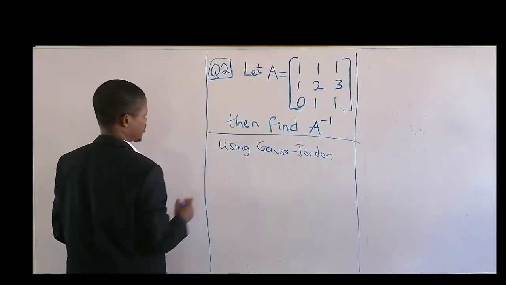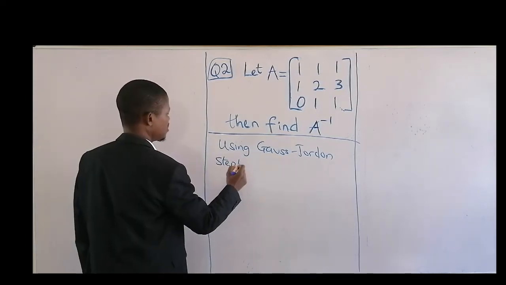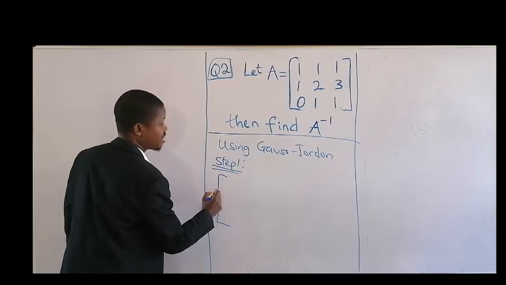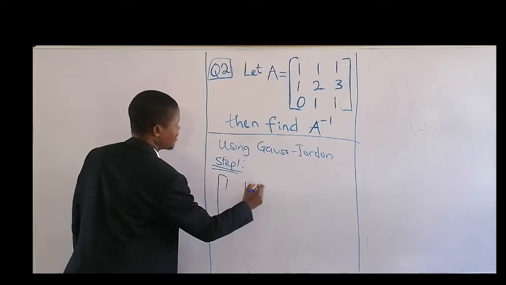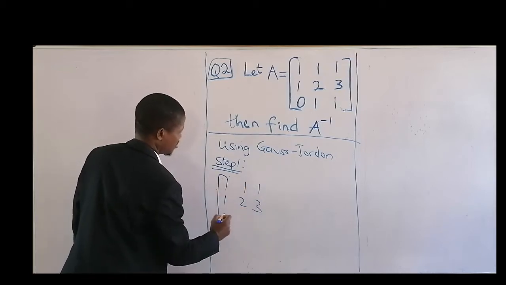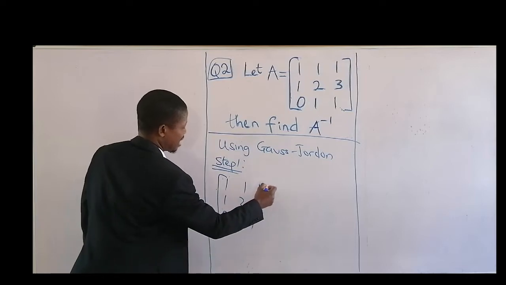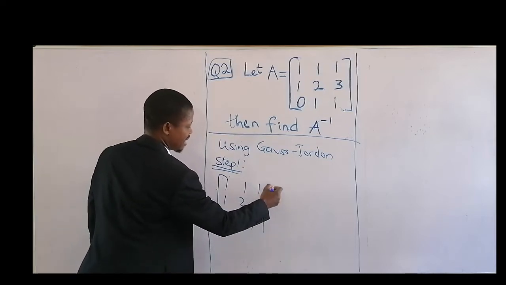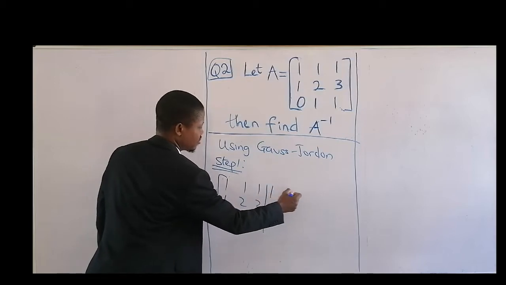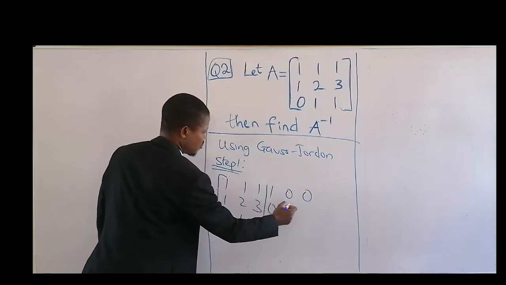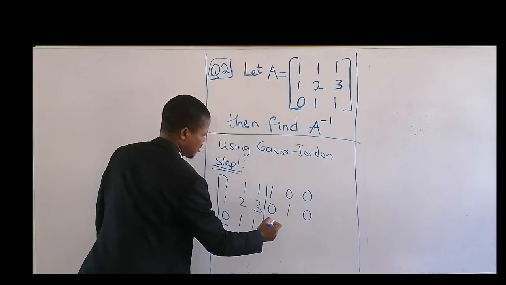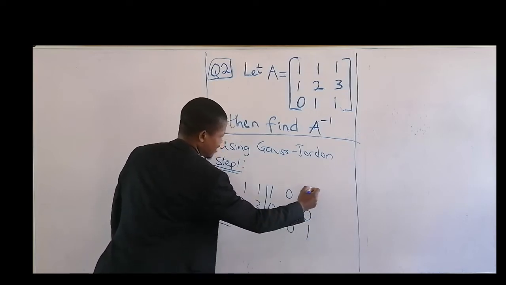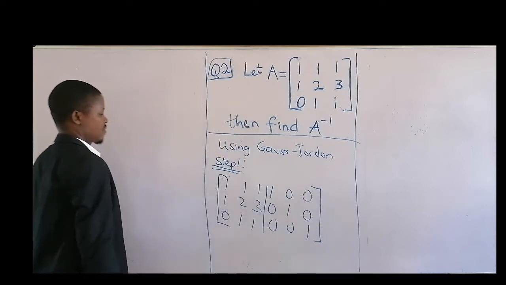I'm going to use the Gauss-Jordan elimination method. This is step 1. Augment the given matrix with the identity matrix. When you are augmenting, you put a line, and the identity matrix is 1, 0, 0, 0, 1, 0, 0, 0, 1. That's the identity matrix.